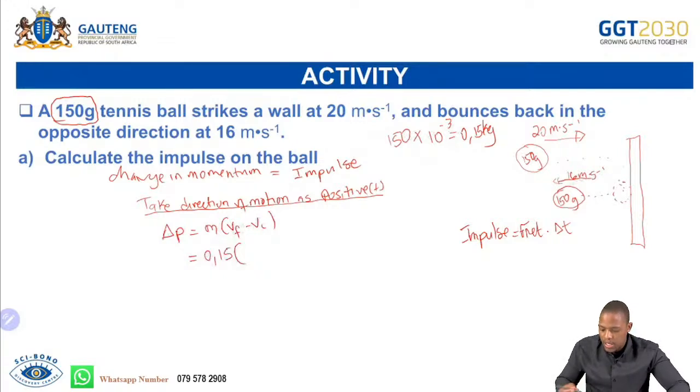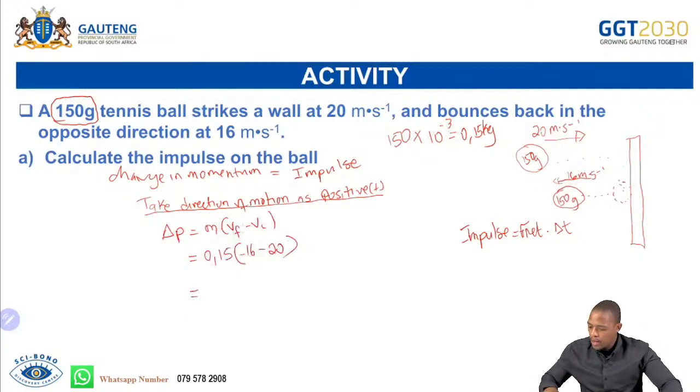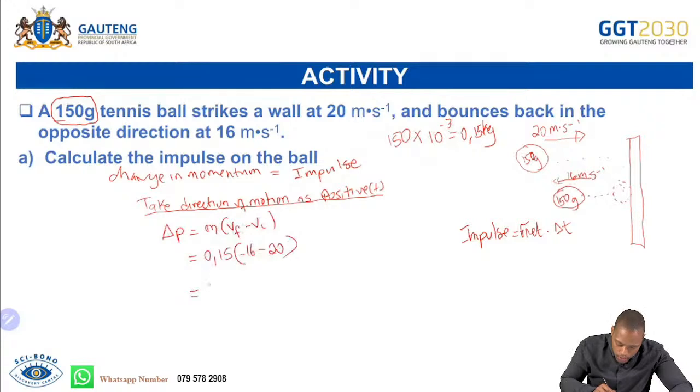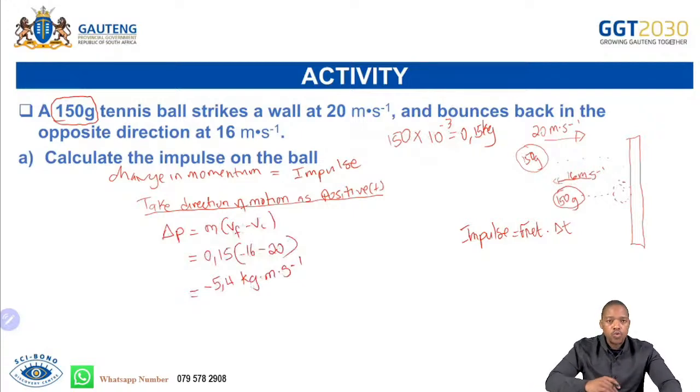But the 16 meters per second is moving in the opposite direction. So it must be a negative 16 because it's in the opposite direction, minus a positive 20 meters per second. Then straight to my calculator, 0.15, open a bracket, negative 16 minus 20. And then I'll get that the change in momentum is negative 5.4 kilograms meters per second.